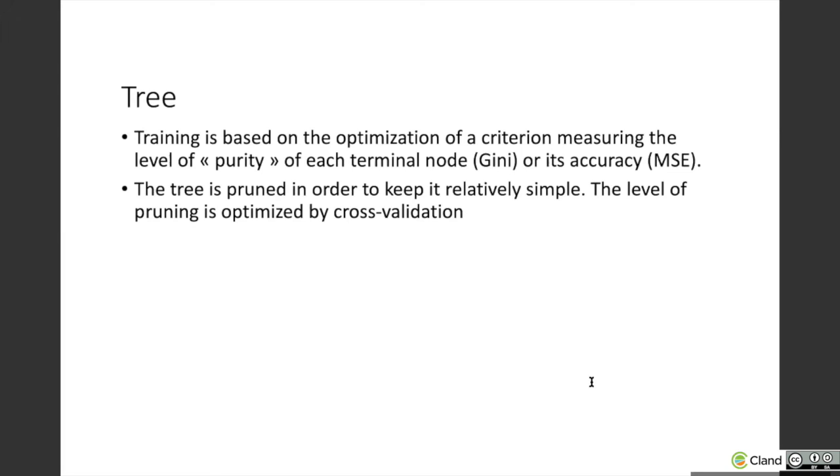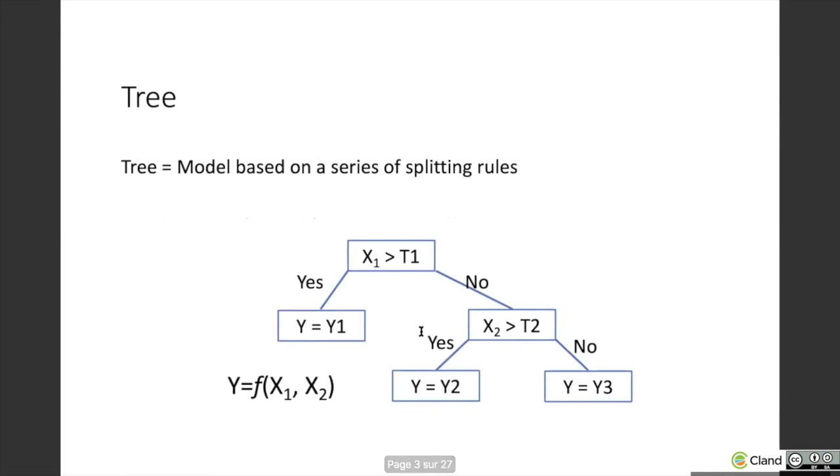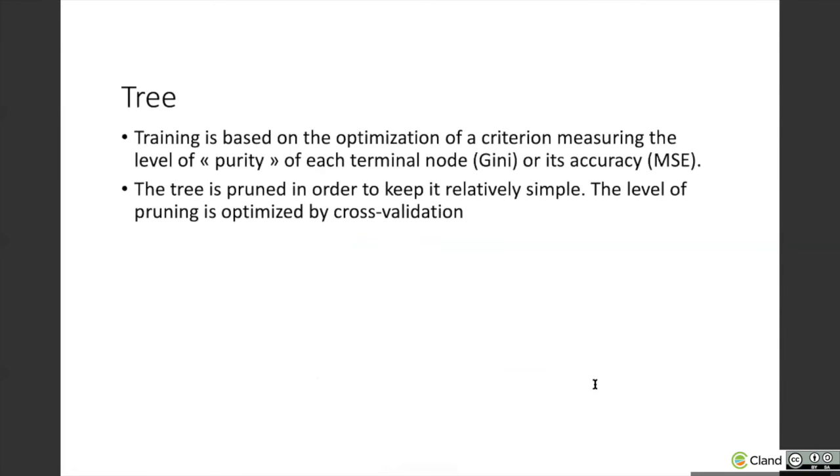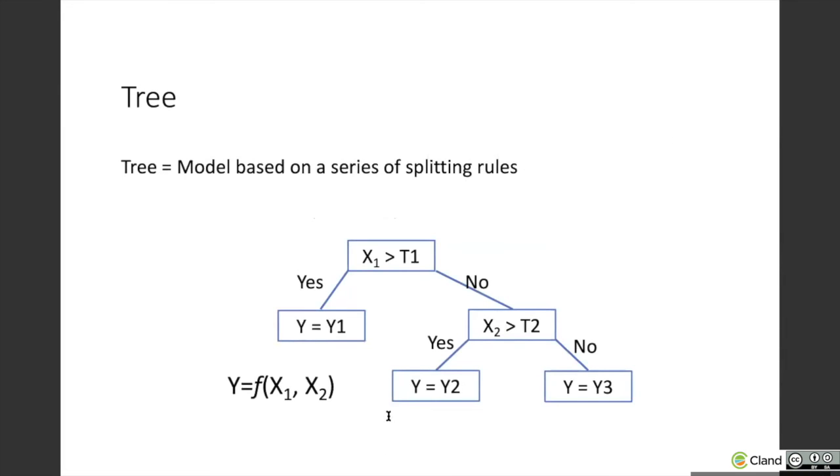In the training process, an algorithm will be used to optimize all the parameters, meaning the thresholds associated to the inputs x and the output values, y1, y2, y3. This kind of algorithm is very powerful because the algorithm will select the most explanatory variables, identify the optimal threshold values, and define the output values in the terminal nodes. When you have many inputs, you can build very complex trees with many branches, with many nodes, and so on.